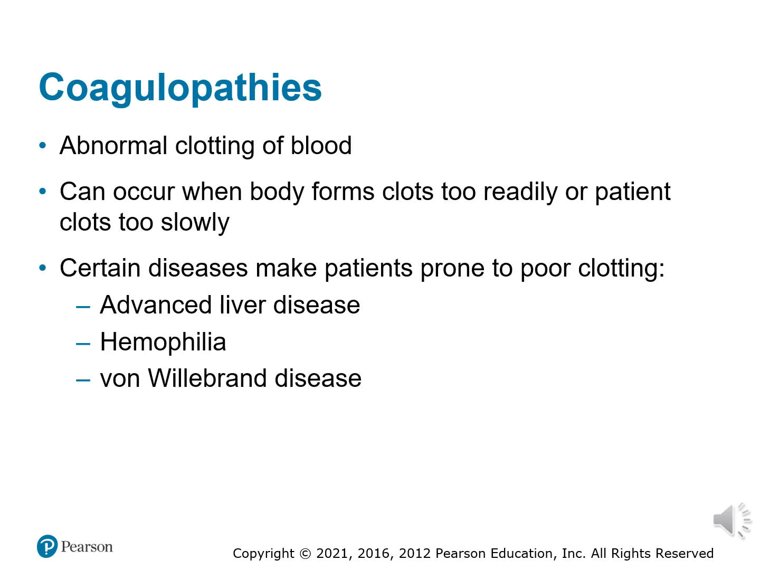Next, we'll talk about coagulopathies. It is abnormal clotting of the blood, and it can occur when the body forms clots too readily or the patient clots way too slowly. Certain diseases make patients prone to poor clotting, for instance, advanced liver disease, hemophilia, and von Willebrand disease.